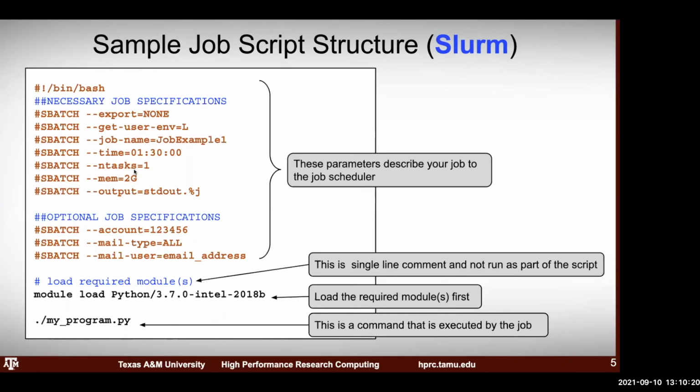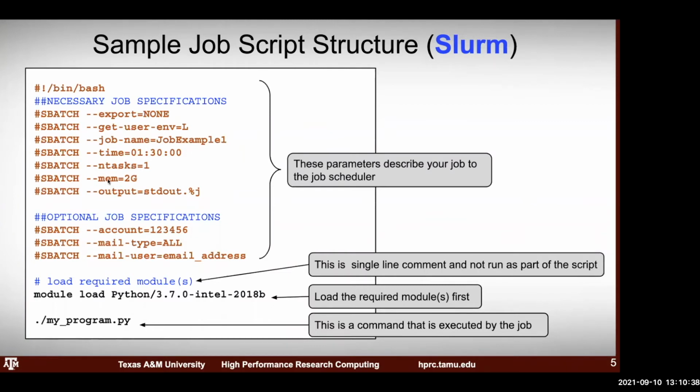Followed by end tasks. This sets the number of cores that you want your job to use. One thing I should mention, cores and processes are the same thing. So end tasks equals 1 says I want to start one process, one core, so I want to use one CPU.